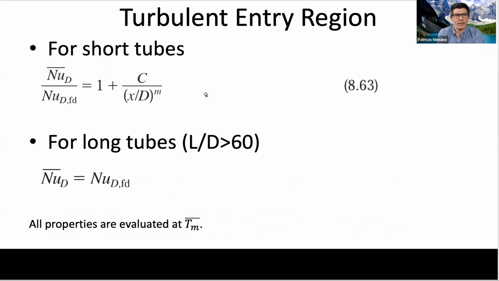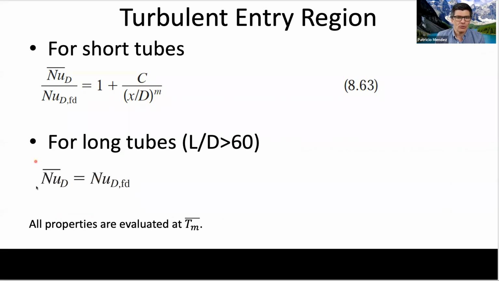For the turbulent entry region, we also have formulas. Now, the book has cheated us here. For a short tube, the turbulent entry region, we have this formula that depends on constants C and M. And you know what? The book didn't put what they are. So if you ever need to do it, the book has a reference, and you have to go to that original paper and get a table of C and M.